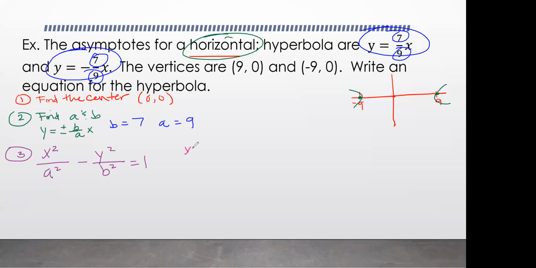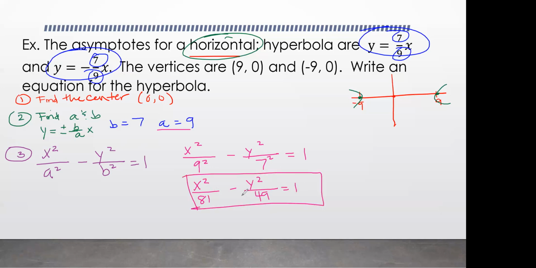So we have x squared. I figured out a was 9, so I would square that. And then I have y squared, and I figured out b was 7, so I square that, and it's equal to 1. So I can simplify: x squared over 9 squared, which is 81, minus y squared over 7 squared, which is 49, equals 1. Okay, so that is my equation.